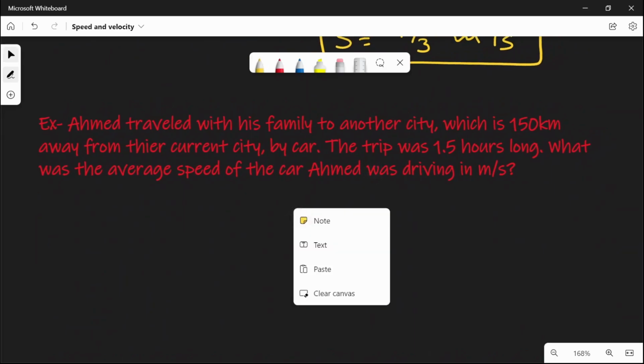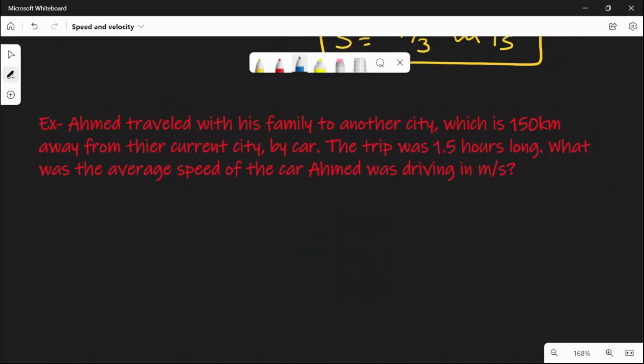What about this example? Ahmed traveled with his family to another city, which is 150 kilometers away from their current city, by car. The trip was 1.5 hours long. What was the average speed of the car Ahmed was driving in meters per second? So here he wants the average speed of the car in this trip.